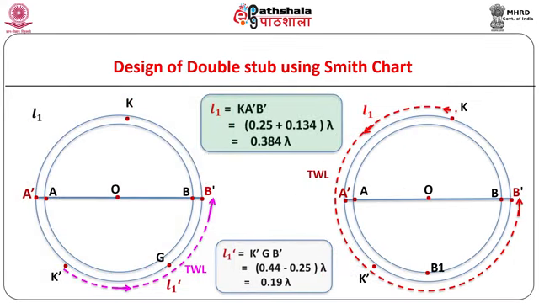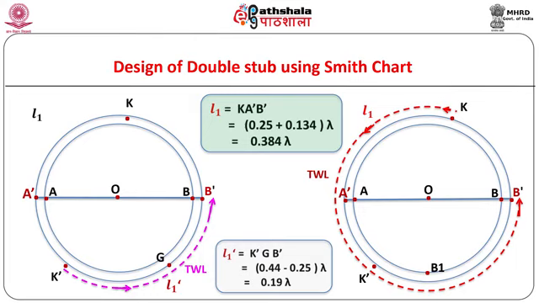Since we are dealing with short circuited stub, for determination of stub lengths, the measurements are to be made with respect to the point B dash of the Smith chart. Move from point K along the distance scale towards the load in the anti-clockwise direction and measure the distance up to the point B dash. This distance gives L1, which is the length of the first stub.